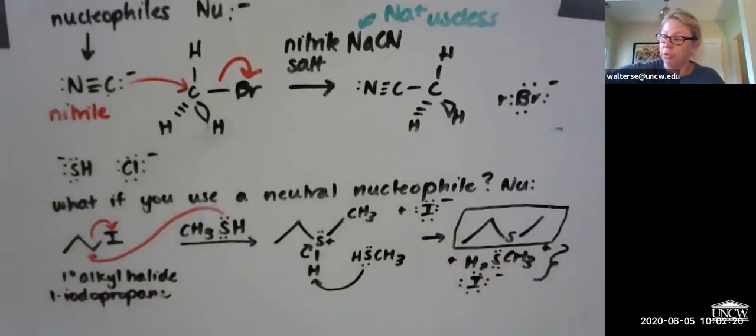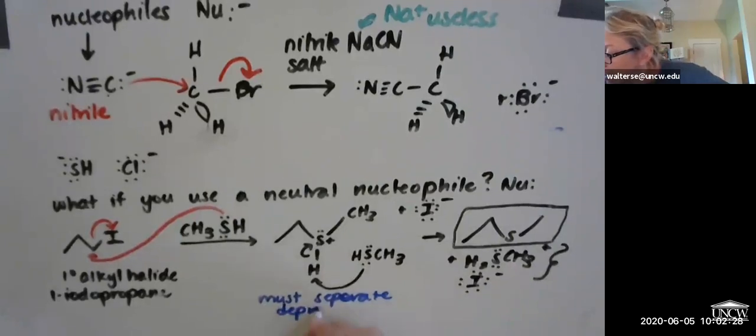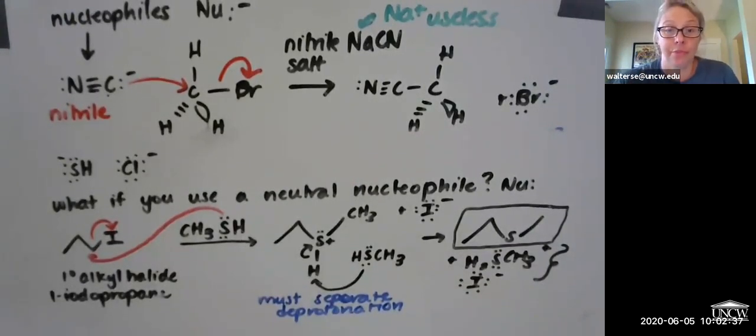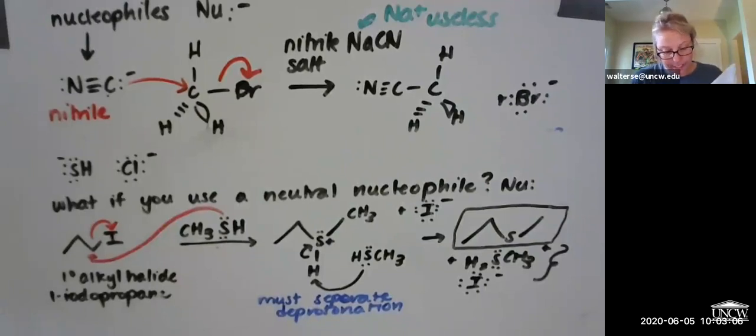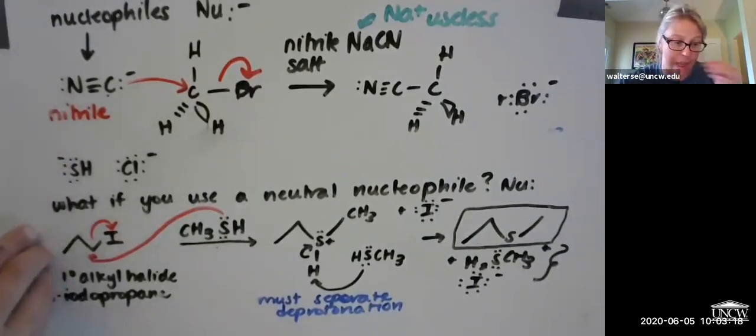Okay, so if you use a neutral nucleophile, you must do a separate deprotonation at the end. You can't do the deprotonation early. The reason you can't is that with this species, the deprotonation reaction is reactant favored. So this is the dominant species for that acid-base proton transfer at equilibrium. If you used water here, same thing. You would deprotonate at the end. All right. Are there questions about either of those two SN2 reaction mechanisms, the ones that are one step and don't have a deprotonation, or those that do have a deprotonation?